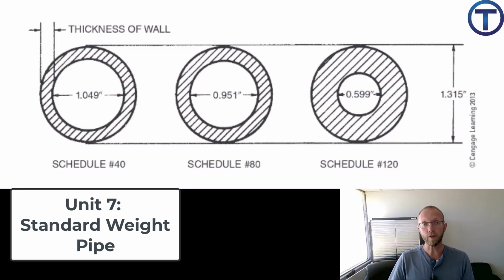Standard pipe is what we use most of the time. Now if you get into industrial or manufacturing type situations or other special situations, you might need a thicker wall. That's where you would move to a Schedule 80 or perhaps even a Schedule 120 on these same pipe sizes.